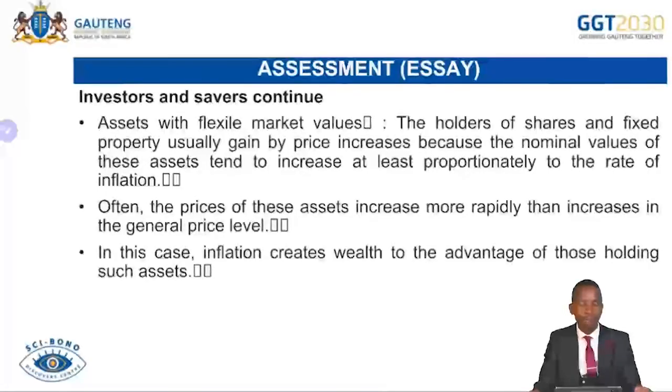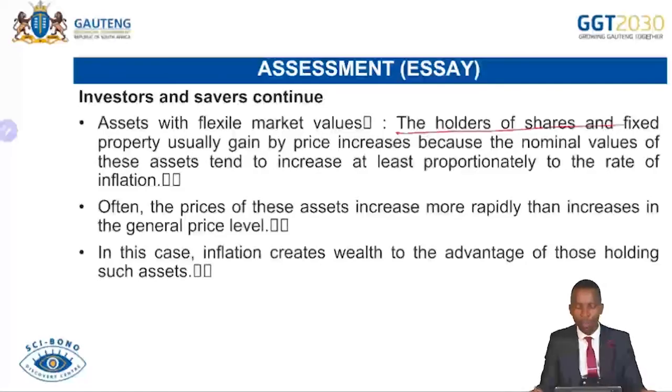Investors and savers. We continue with assets with flexible market value. This is the one I was talking about: those investing most in shares will always benefit, because as inflation increases, interest rates might increase, which will lead to them accumulating even more money on their investments. So remember, as you answer, you provide the full sentence. That will give you 2 marks for the full sentence with the complete economic sense.